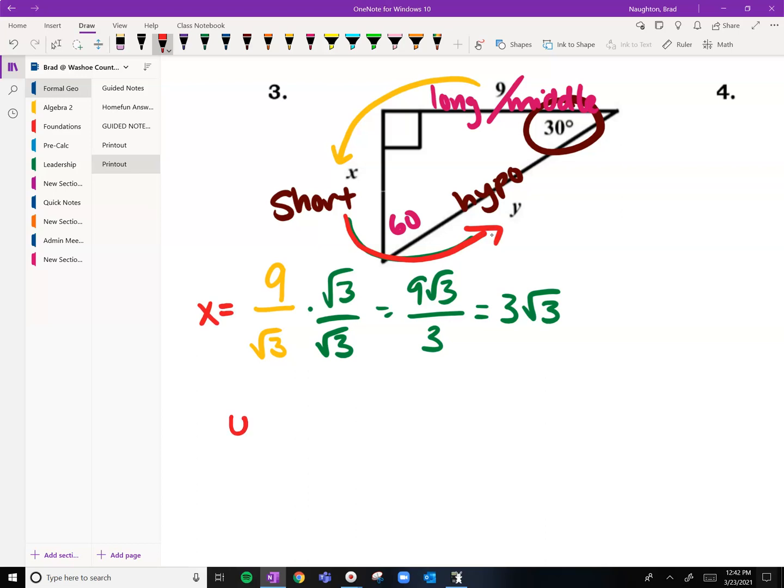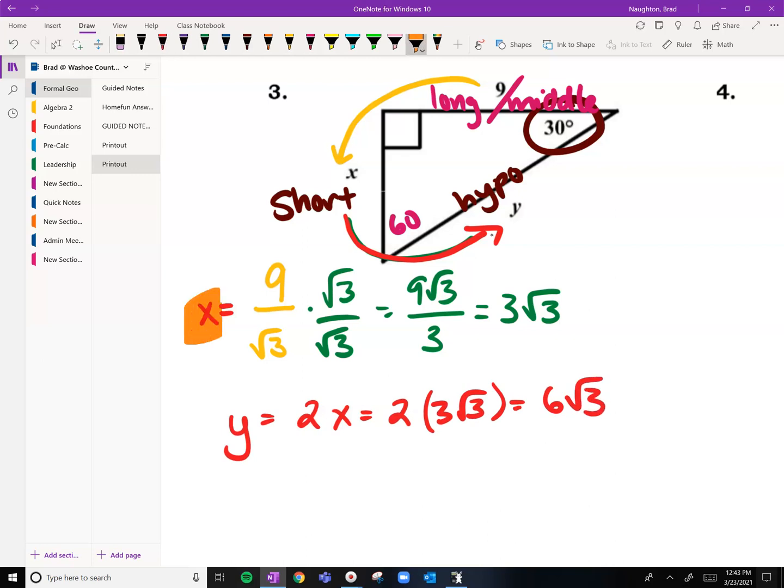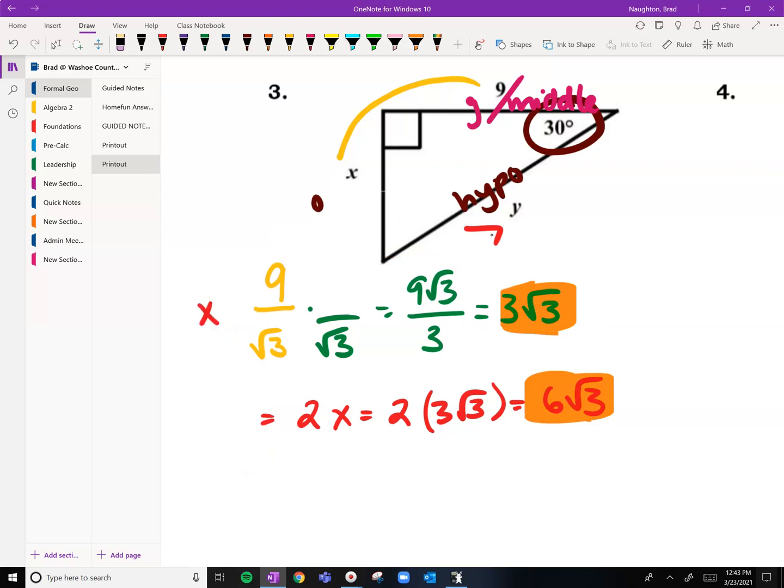So that was x. So y is going to be 2 times our x. So 2 times 3 root 3, which is going to be 6 root 3. And then I would call this good. It doesn't say that you have to round your decimals. If you do, just put them in your calculator. How much easier is that? That is so easy. Alrighty, so that's how I would do it.